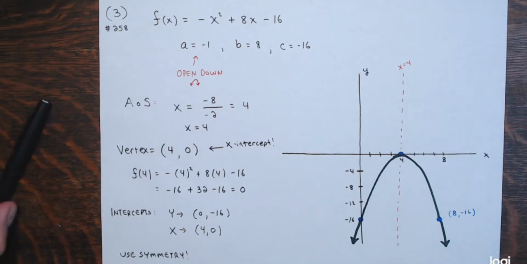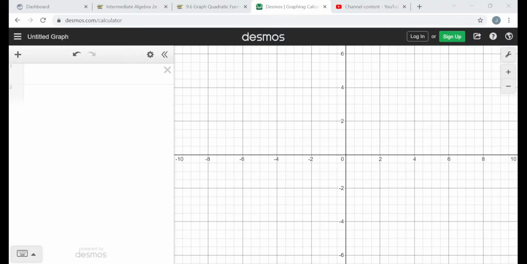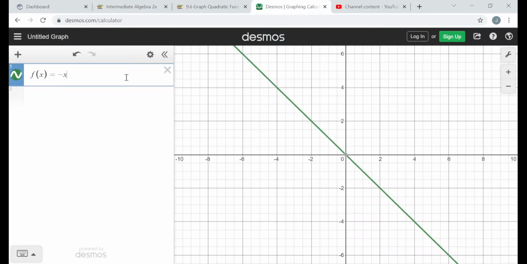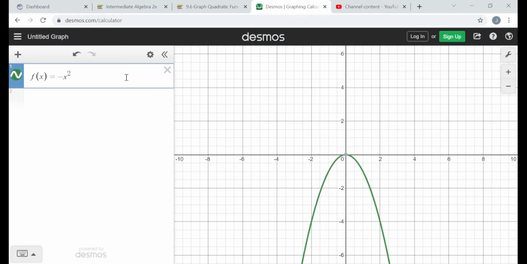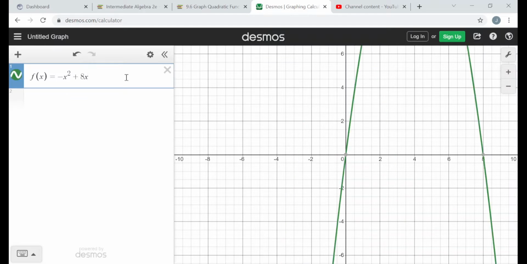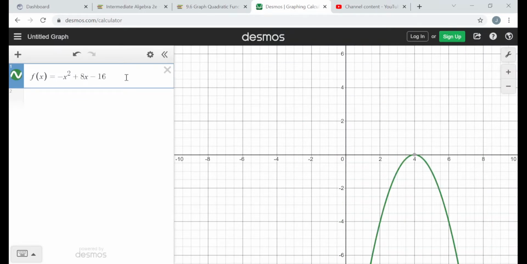Great. Once again, I'm going to go to the Desmos website and enter that function. We'll take a look and see if it actually looks like the graph I drew by hand. So we were given f of x equals negative x squared plus 8x minus 16. And look at that, the x-intercept and the vertex (4, 0).